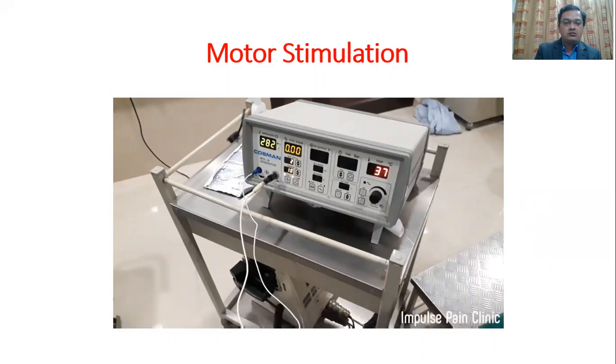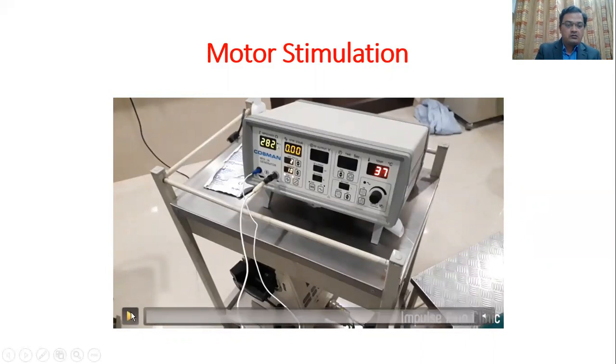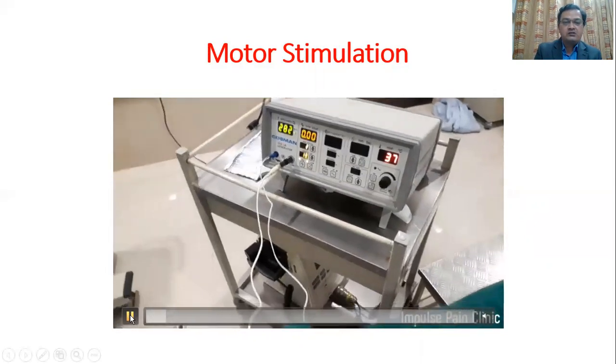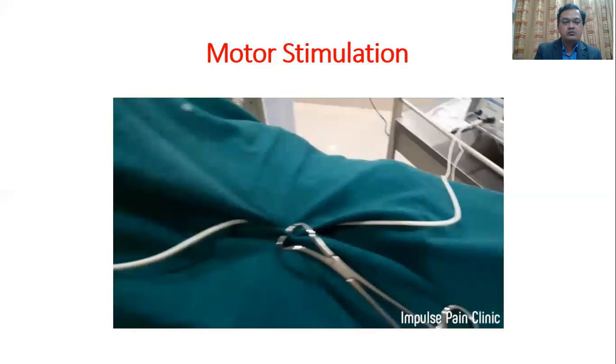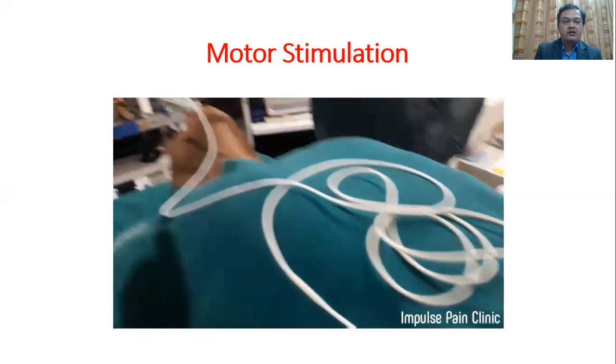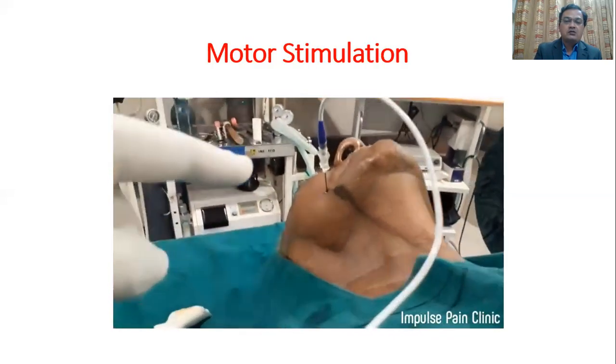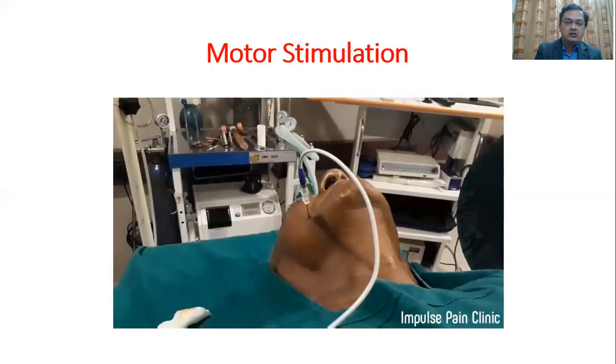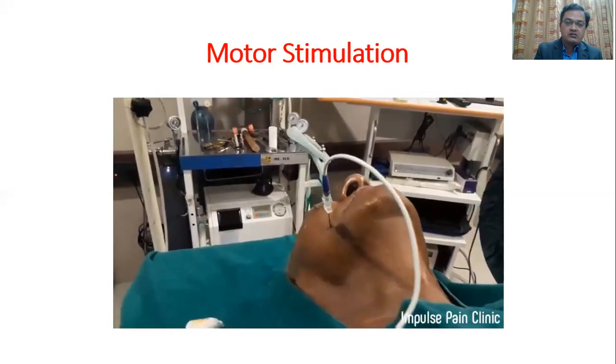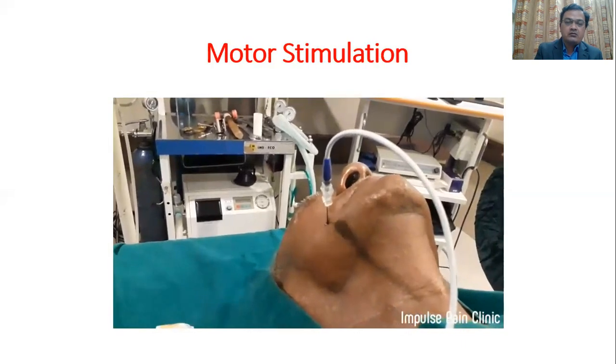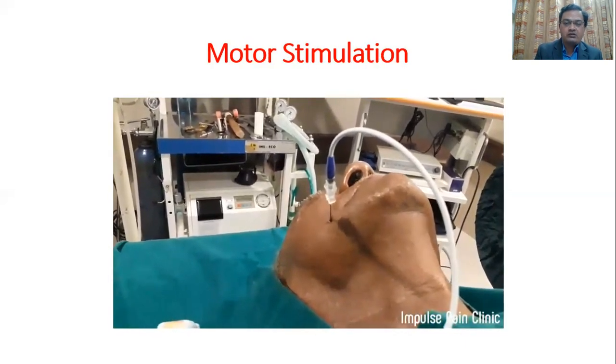In this video, you can see the motor stimulation. This is the machine. My electrode is passing through the needle in the face. Here you can see some masseter muscle contractions. So this is motor stimulation.